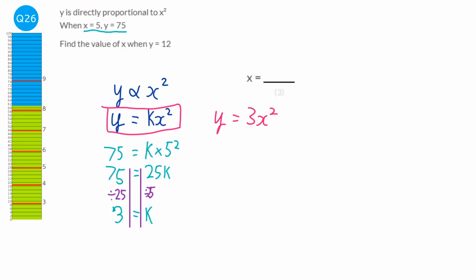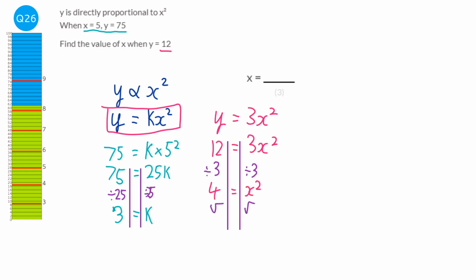Then it says find the value of x when y is 12. So I'm going to replace the y for 12 and then just simply solve. So I'm going to start by dividing both sides by 3. Then I'm going to square root both sides. So we've got the value of x equals 2.